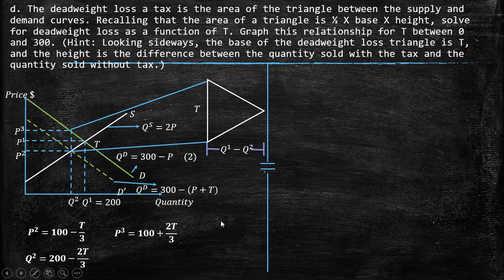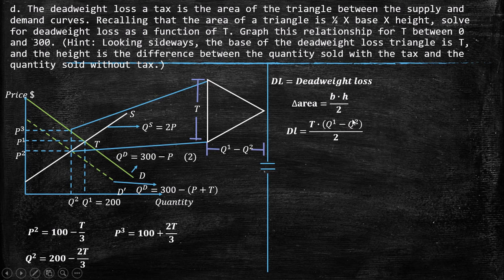So now we need to find a relationship between the tax and the deadweight loss. Here I'm going to denote the deadweight loss as DL. Remember, as the problem says, the area of a triangle is base times height over 2. So which is going to be our case? Deadweight loss. Which is the base? t. This is our base. Which is going to be the height? The difference between Q1 and Q2. So it's going to be t times (Q1 minus Q2) over 2.